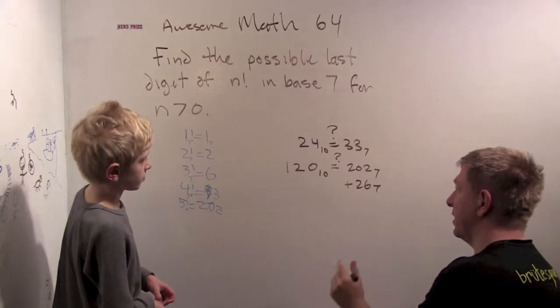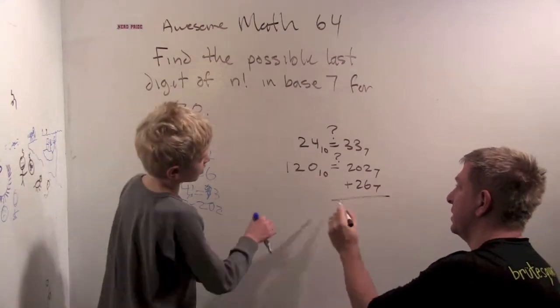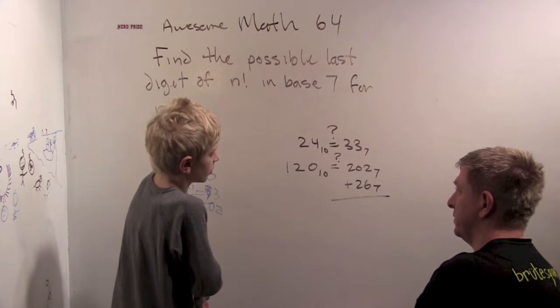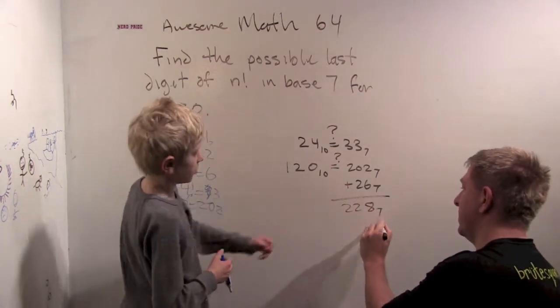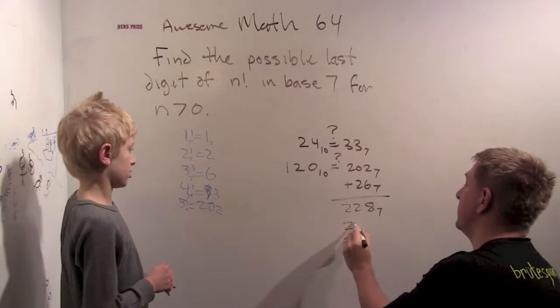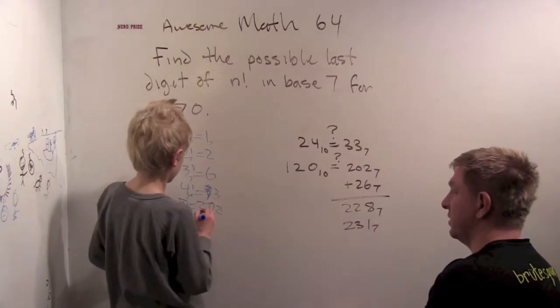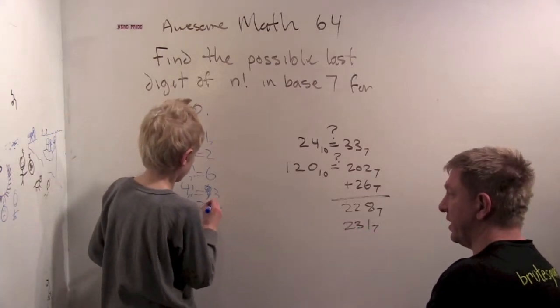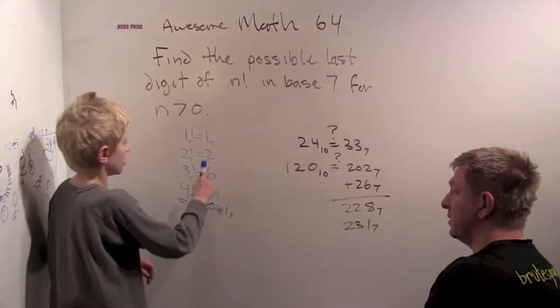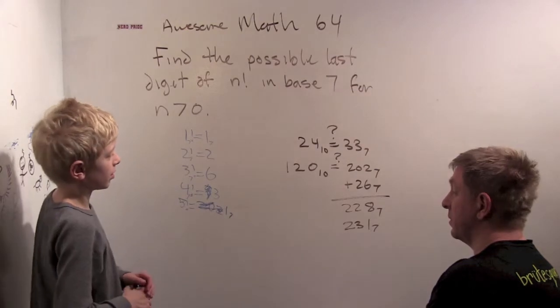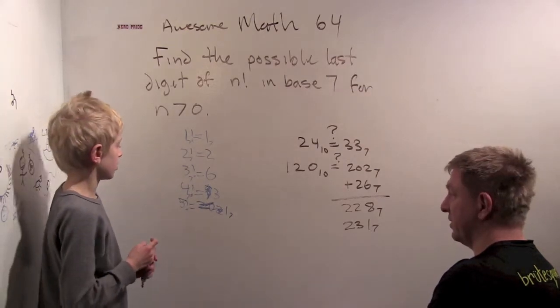So what does that tell us that 120 is in base 7? It's 231 base 7. So what is the last digit of 5 factorial in base 7? 1, and then we repeated it. Have we? What about 6 factorial?